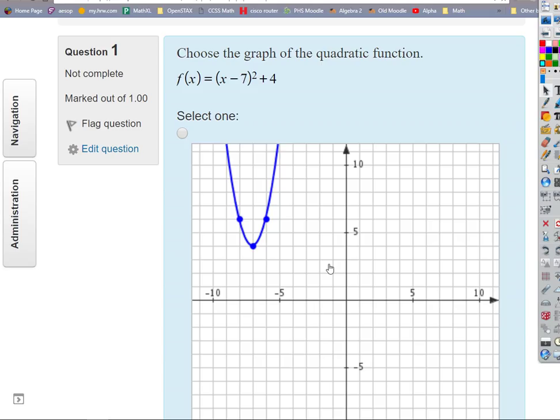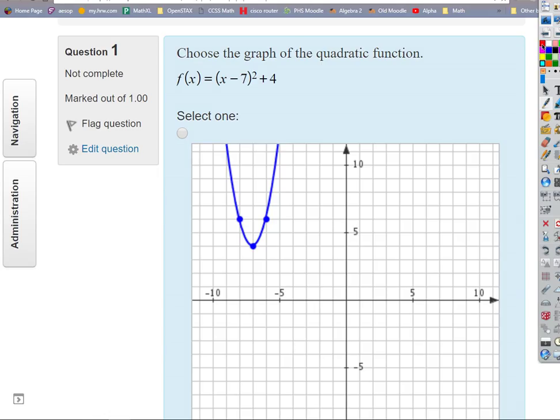Vertex form or standard form? Or, no, standard and general are the same thing. We really should call it standard. What's the new one, you remember? Factored form. Yeah, good. So those are the three, that's it. Those are our three choices, right? This one's in vertex form.